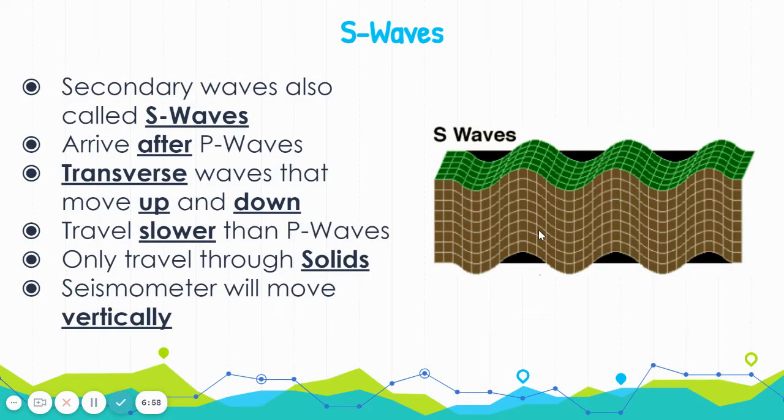Secondary waves are also called S waves. They arrive after P waves, and they're what we call transverse waves. So these are the waves that move up and down. They move slower than P waves, which is one reason why they arrive second. And S waves are only able to travel through solids. So anytime that they get to liquids, they are unable to travel. The seismometer is going to move vertically when it encounters S waves.